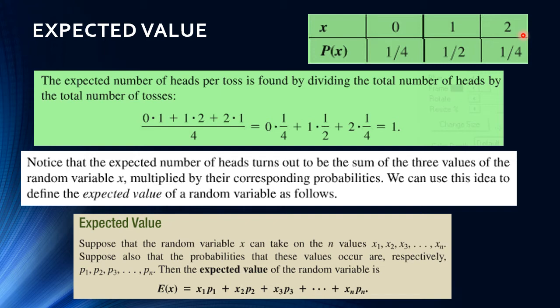This is a very important formula for you to remember. You need to know this expected value formula, which is simply taking the random variable times its respective or corresponding probability in our probability distribution and adding them all together.